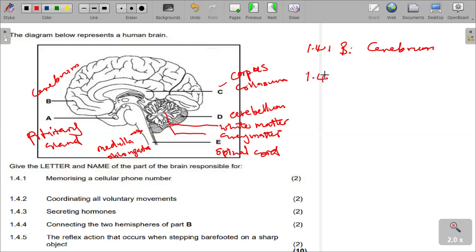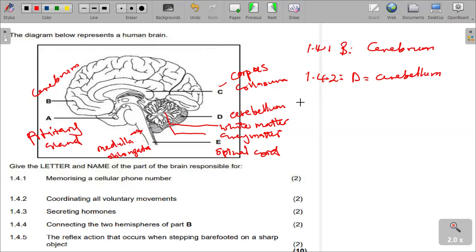Question 1.4.2, coordinating all voluntary movements. Voluntary movements are coordinated by D, which is the cerebellum. Give the letter and the name: the cerebellum is responsible for that. It coordinates voluntary muscular movements and helps maintain posture and balance. That must also be noted: balance and posture are controlled by the cerebellum.